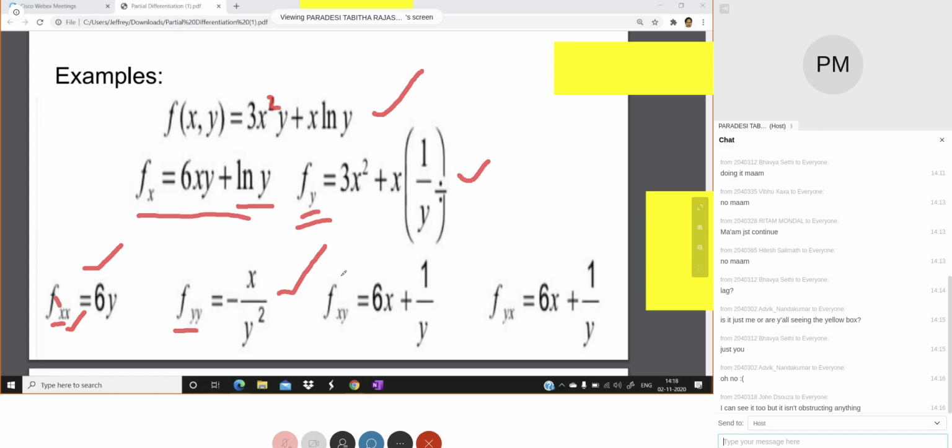We're just going back to fx and differentiating it one more time with respect to x, and fy we're going there and differentiating it one more time with respect to y. So we get fxx and fyy.